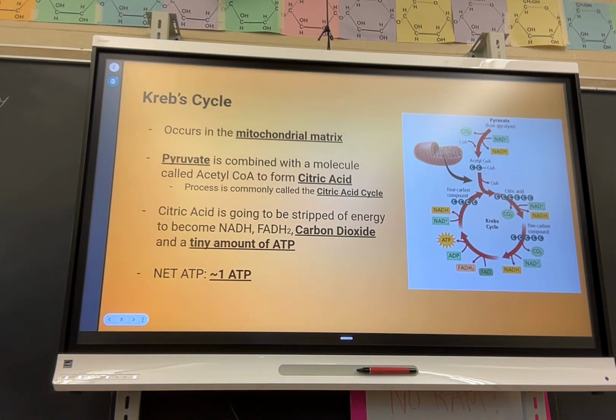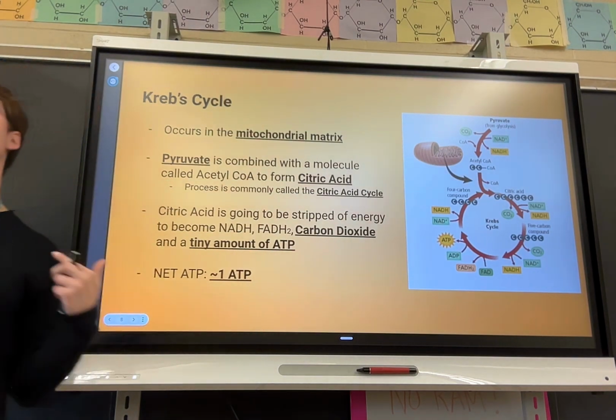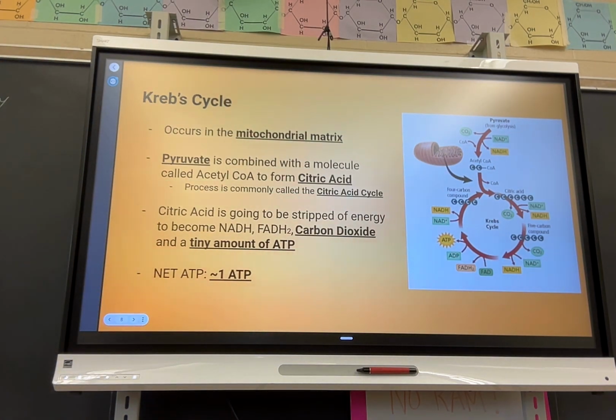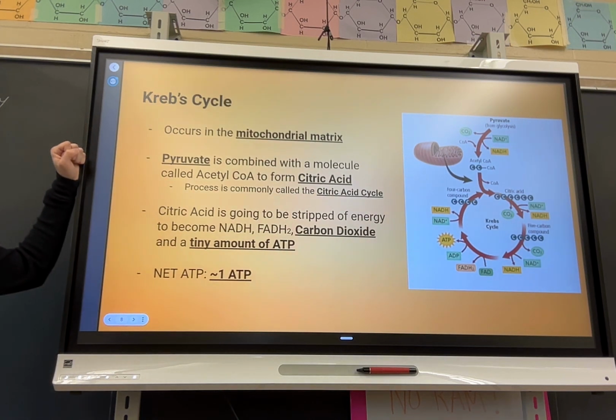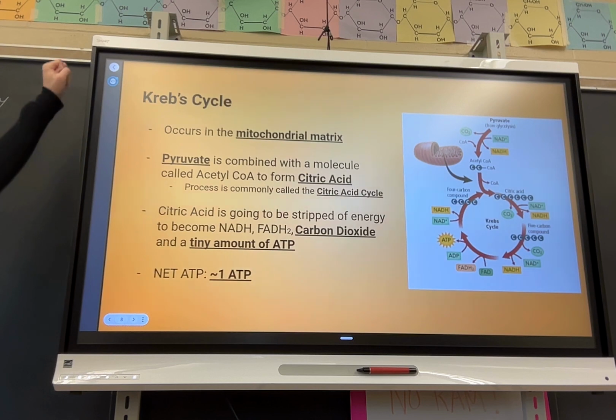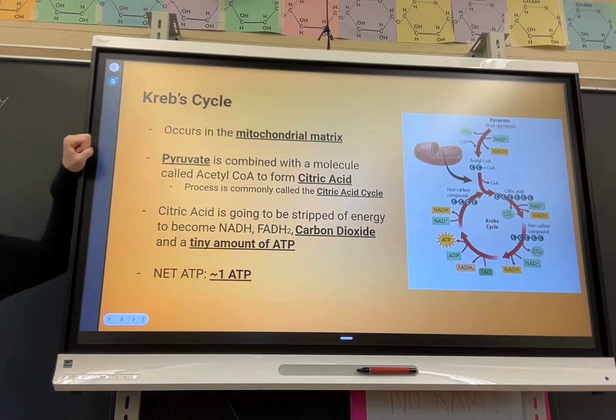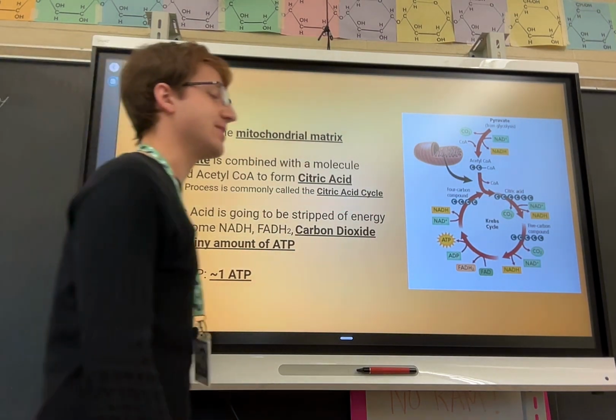So the next one is going to be the Krebs cycle. So the Krebs cycle is going to finally start off our cellular respiration. It's going to happen in the mitochondrial matrix, which, again, kind of like the stroma, is the fluid inside of the mitochondria. In this case, we are going to take our pyruvate. We're going to shuttle it into the mitochondria. We are going to combine it with a molecule called acetyl-CoA to, after a couple conversions, create citric acid.